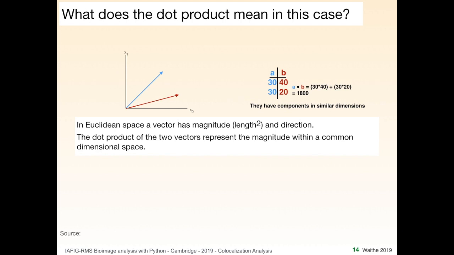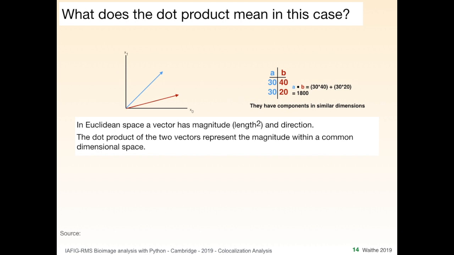And what the dot product means, if we go back to the 2D case, when you calculate the dot product of two vectors like this, it's talking about the shared directionality of these vectors. So it's the proportion of them which is pointing in the same direction. If we calculate the dot product of these two, we get 1800, and that represents how much of these two is sharing x0 and x1, how much of them is pointing in the same kind of direction.